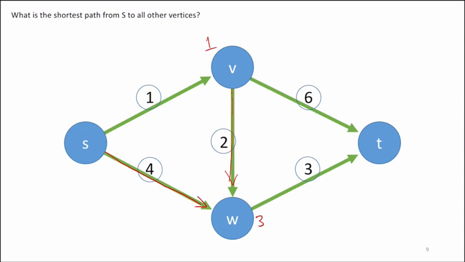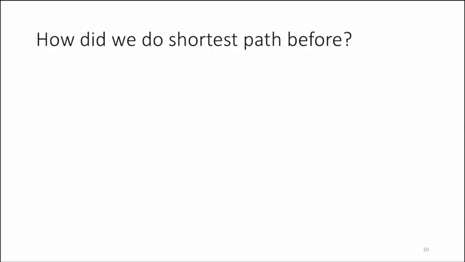And then finally T, we have two different ways into that. We'd be comparing 6 plus 1, which is 7 up here, to 3 plus 3, which is 6 down here. So the cheapest cost to get from S all the way to T is going to be 6. All right, so we did talk about this problem once previously in the semester.